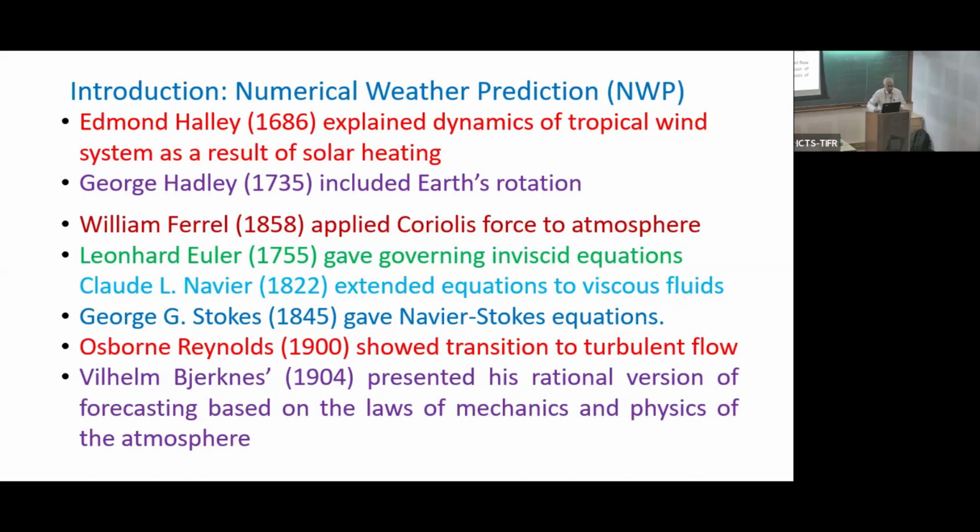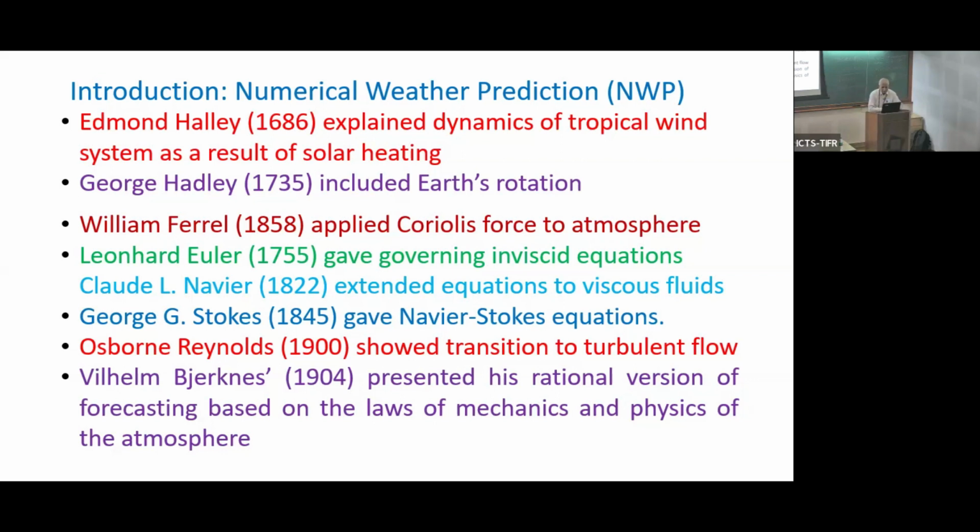So basically, if you look at history, Edmund Halley was one of the pioneering scientists who made an important contribution about the dynamics of the tropical winds, and he attributed this to solar heating. Of course, Hadley in 1735 included the effects of the Earth's rotation to modify Halley's theory, and then Ferrel in 1858 applied the Coriolis force to the atmosphere.